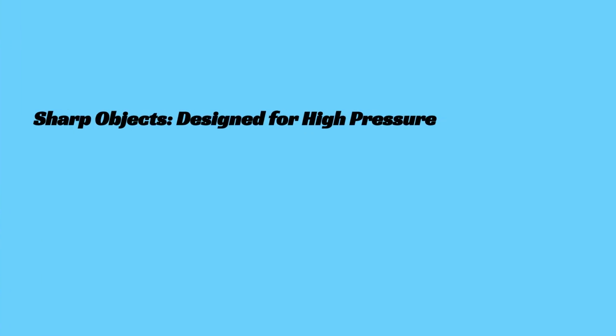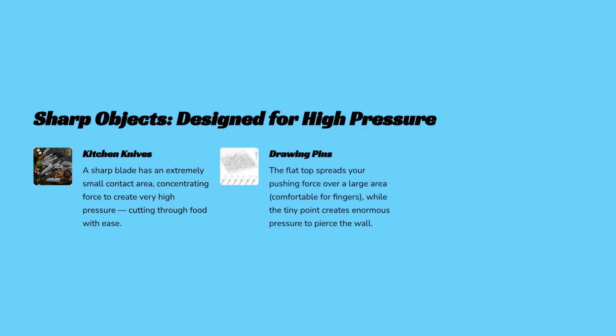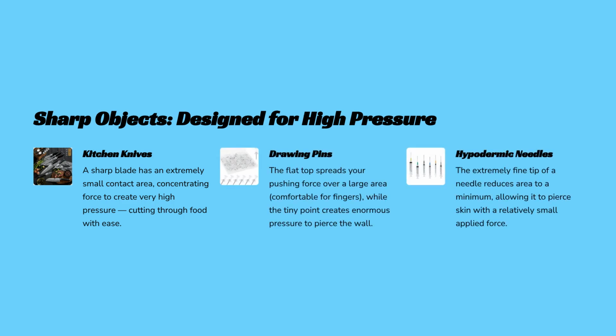Sharp objects are designed for high pressure. Kitchen knives, drawing pins, and needles all use very small contact areas. By concentrating force into a tiny point, they create the high pressure needed to cut, pierce, or puncture materials with minimal effort. Conversely, wide surfaces are designed for low pressure.